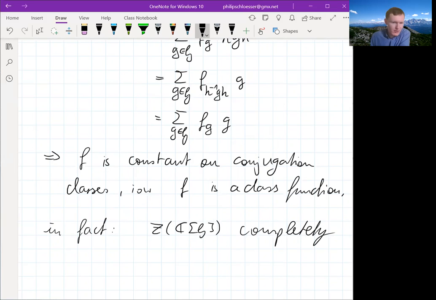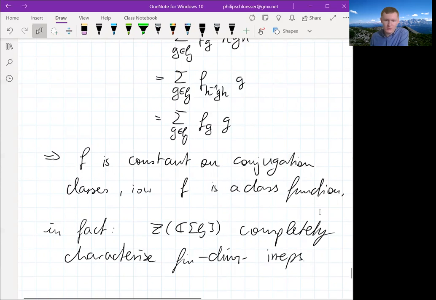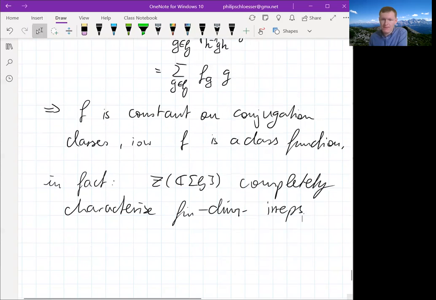Well, at least finite dimensional ones, I guess, characterize finite dimensional irreducible representations.